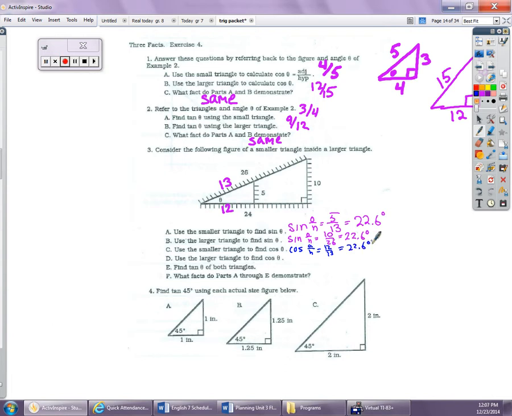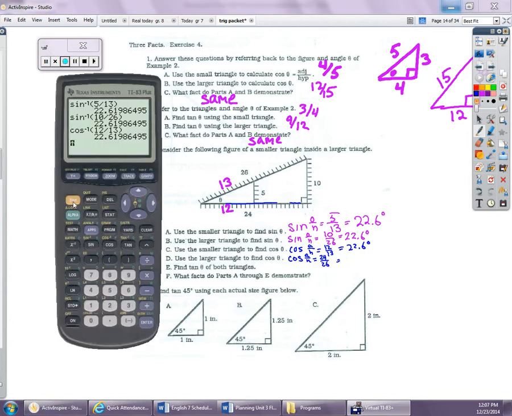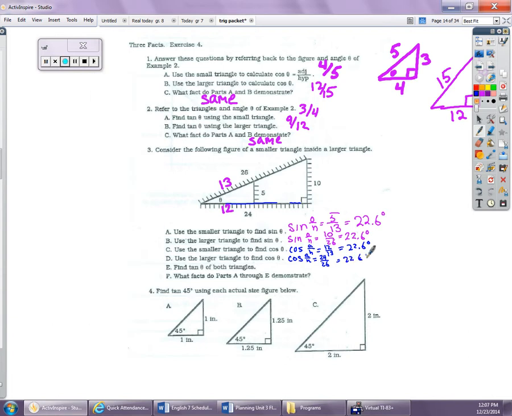I'm just using cosine because it depends on what you're given in the problem to figure out which of these you can use. So the cosine of the larger triangle is going to be the long side, the adjacent side, over the hypotenuse, so 24 over 26. Once again, we can do the inverse cosine of 24 divided by 26, and it gives the same exact thing, 22.6. If we find a tangent, it's going to be the exact same thing. All these will give us 22.6 degrees.